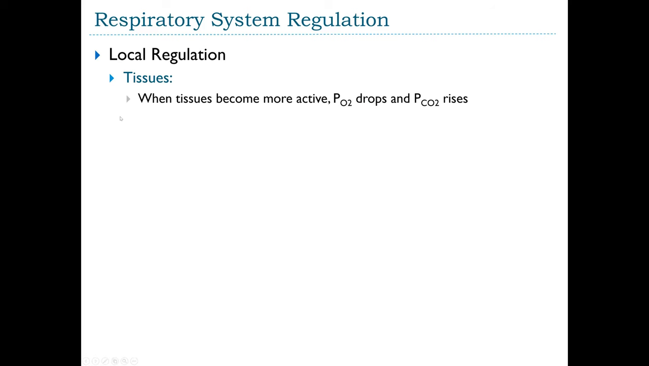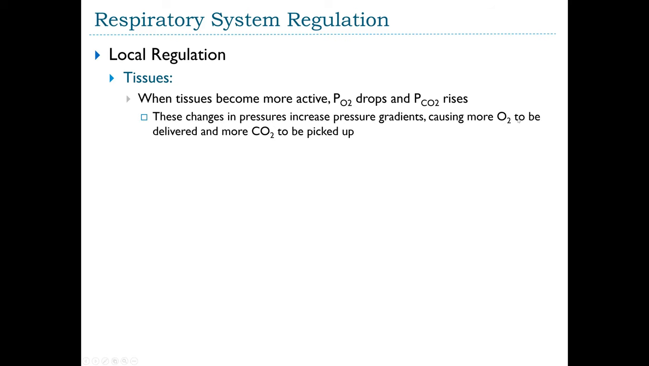And so when tissues become more active, they're using up more oxygen and releasing more CO2. So when tissues become more active, the partial pressure of oxygen drops and the partial pressure of carbon dioxide rises. So these changes in pressures are going to increase the pressure gradients, which is going to cause more oxygen to be delivered to the tissues and more carbon dioxide to be picked up and carried away.